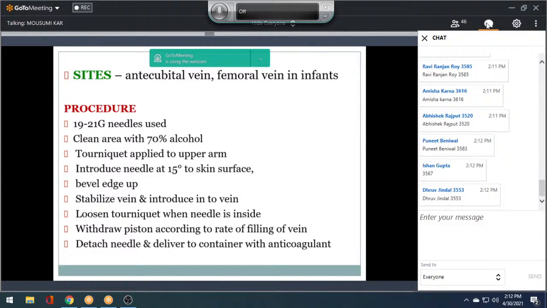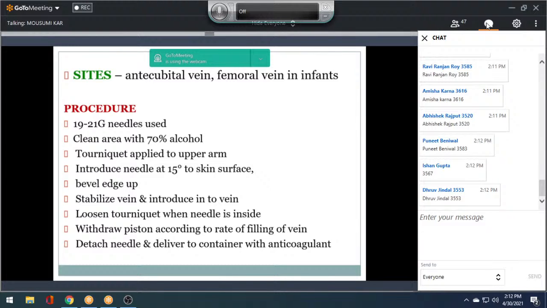We tie a tourniquet to the upper arm and introduce the needle at an angle to the skin surface with the bevel side up. You stabilize the vein and introduce it in, loosen the tourniquet when the needle is inside, and withdraw it slowly according to the rate of filling of the vein. Detach the needle and then deliver it to a container with anticoagulant.